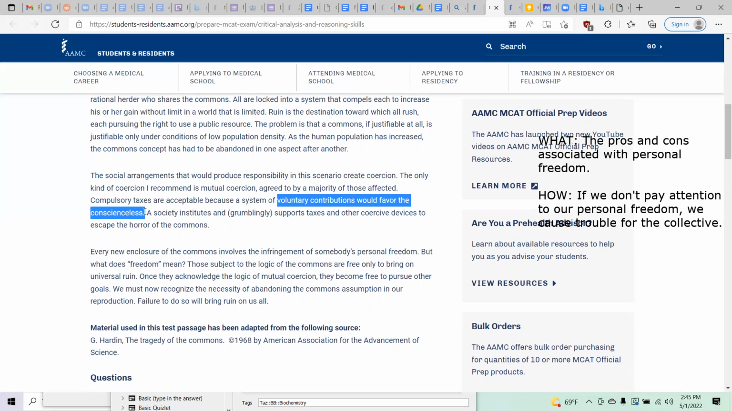What does he mean by that? Instead of taxes, if we had voluntary contributions, what is he saying would happen? He's saying compulsory is better. A voluntary system would favor people who don't want to give. If it was voluntary, then people who don't care just wouldn't give. But if it's mandatory, then everyone has to give. Excellent. That's exactly what it is.